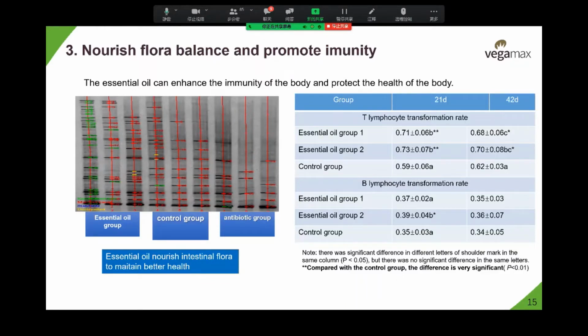Also, we did another test. From the left picture, this is another result. You can see that in the essential oil group, the lines are much more than the control group and the antibiotic group. Each line represents one bacteria, so it means that the essential oil can diversify the flora in the intestine. And from the right data, you can see that the T lymphocyte transformation rate is significantly increased, and the B lymphocyte transformation rate also increased, which means that the essential oil can enhance the immunity of the body and protect the health of the body.